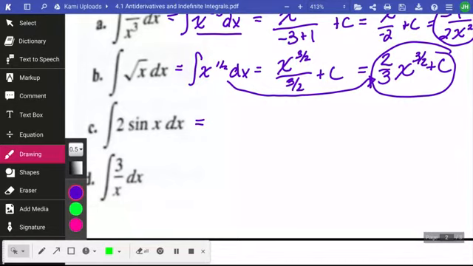What is the antiderivative of sine? It's going to be negative cosine because, think backwards, the derivative of cosine is negative sine. So you've kind of got to check for that sign. So it's going to be negative 2 cosine x plus c.